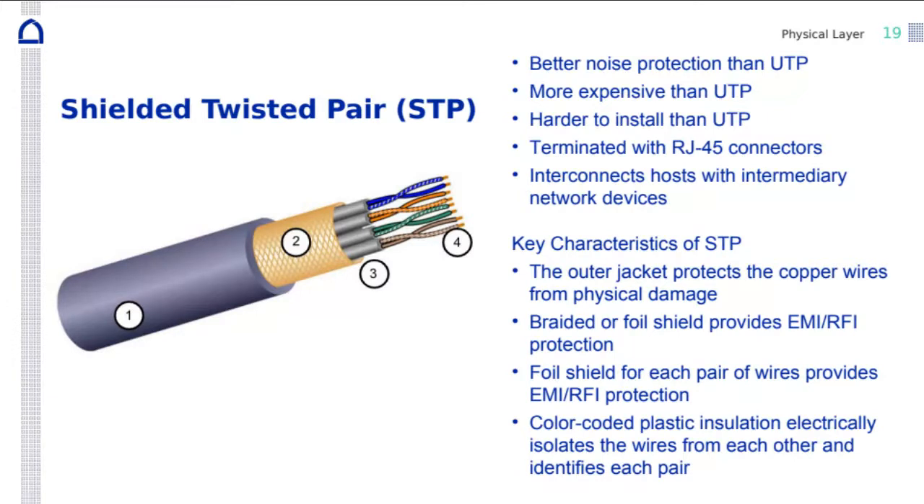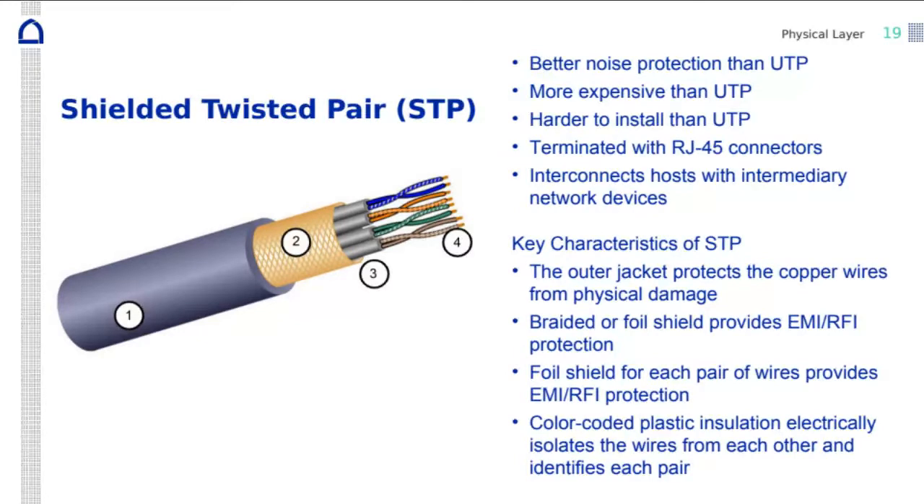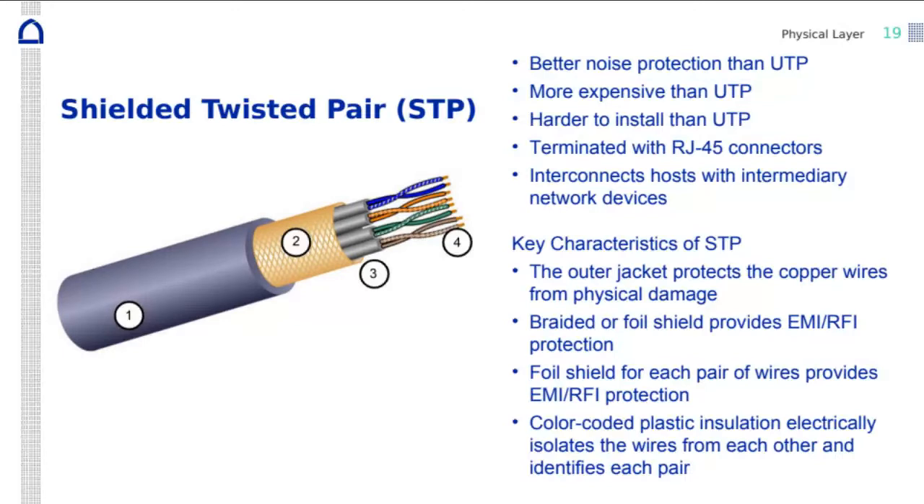The characteristics of STP: the outer jacket protects the copper wires from physical damage. Braided or foil shield provides EMI and RFI protection. This one here, number 2, is a foil shield. A foil shield for each pair of wires provides further EMI and RFI protection, which is better. We have color-coded plastic insulation that electrically isolates the wires from each other. So please, you need to know these characteristics for each media.